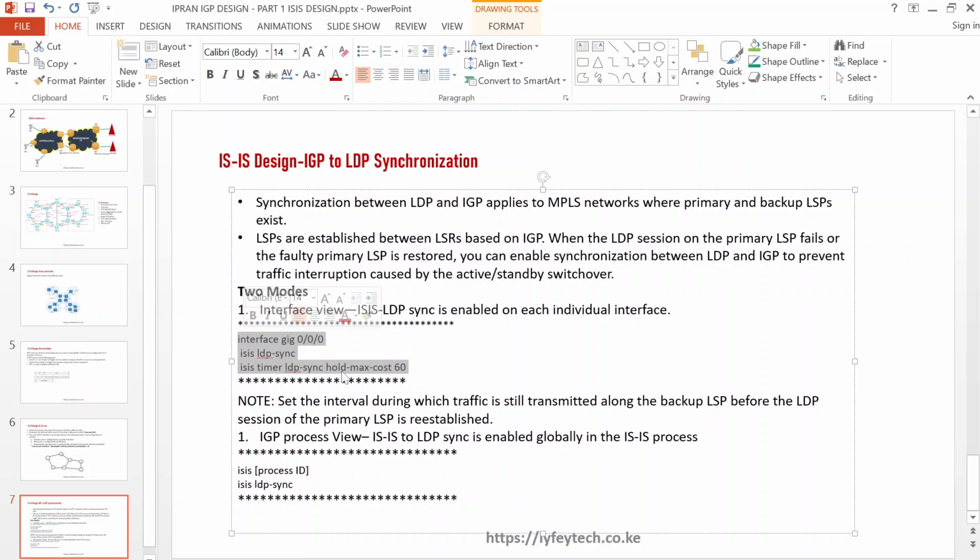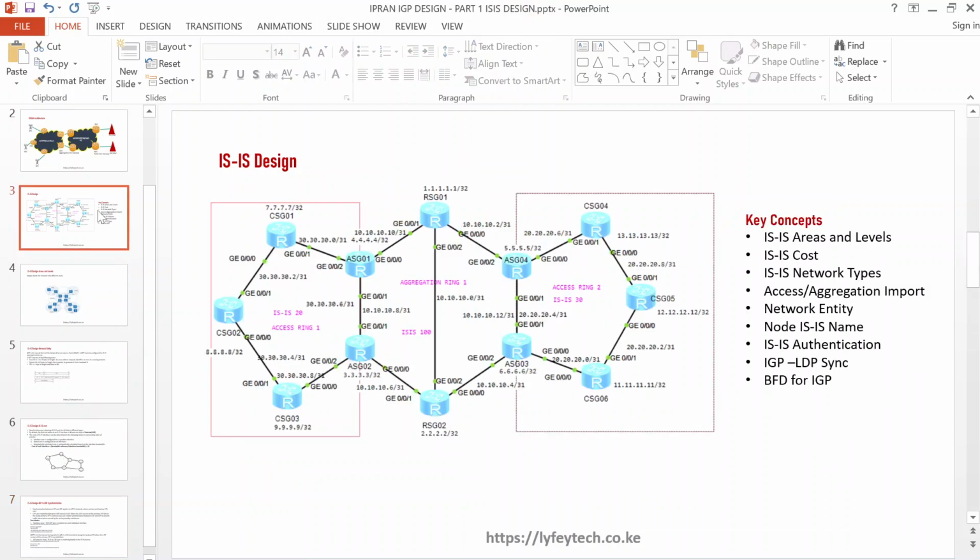Then another way to configure IGP to LDP synchronization is by configuring it globally on the ISIS process. So you just enter the ISIS process and then you configure ISIS LDP Sync, which means you've enabled it globally in the ISIS process. Many times what I've seen is we normally do it on the interface as opposed to doing it globally. So these are just some important concepts that you need to take into consideration when you are setting up ISIS as the IGP protocol.